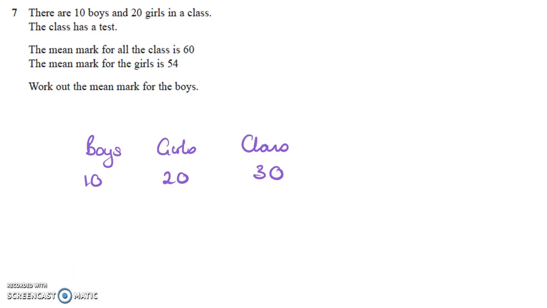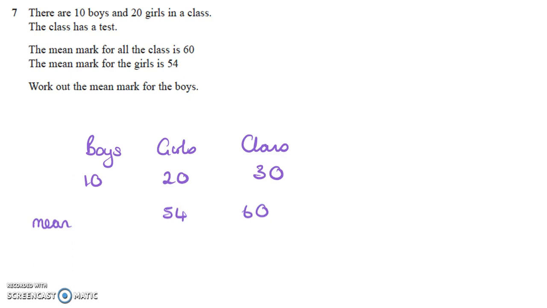And normally when we do the mean, we add up the number of marks. In this context, we'd add up the number of marks students got, and we divide by how many students there were. But it's telling us the means for the different groups that we have. So the class has a mean mark of 60, and the girls have a mean mark of 54. So I'm just going to put that into our table.